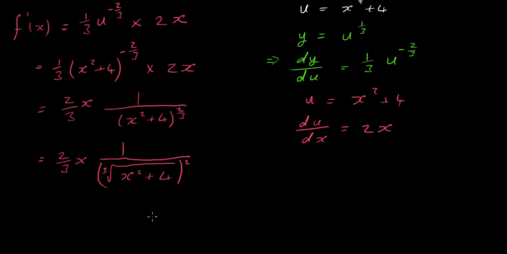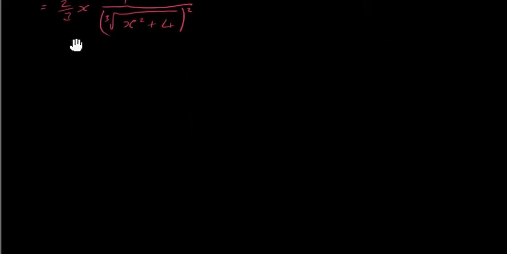2x/3, x squared plus 4 to the power of minus 2/3. Really, you could leave it like this, or you can mess around with it depending on what way you want to actually write it. So let's have a look at another one then. Just move this up again. So let's go back to white again.